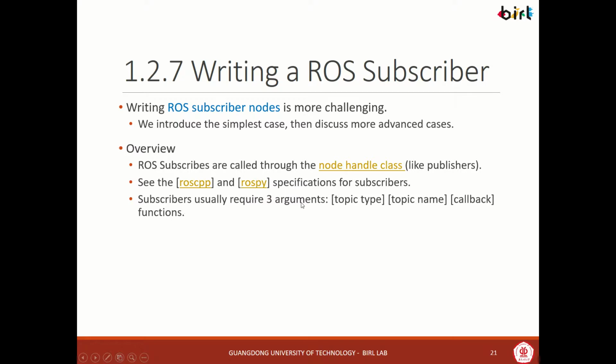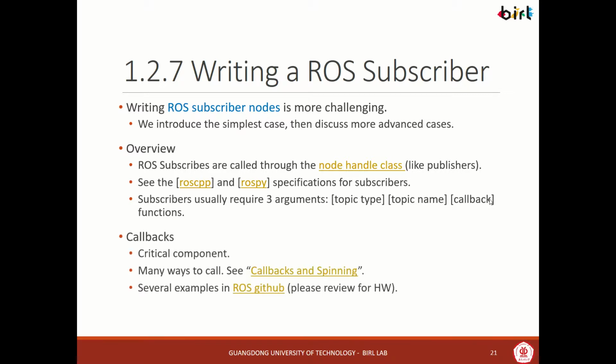Subscribers usually require 3 arguments, right? It's a node that says, hey, I want to get this data. So you need to know the topic type. What kind of data is going to be coming to me? I need to know the topic name. And then we have something which is the callback function. The callback function will have a name, so I need to provide that. And this is the function that will process the data that comes in. So as soon as you get one piece of data, the callback is called and the data is processed there.